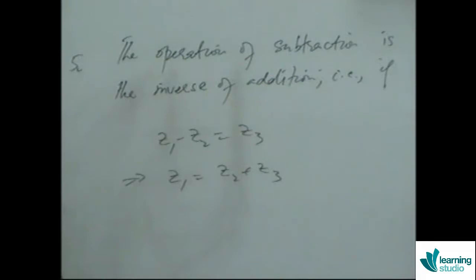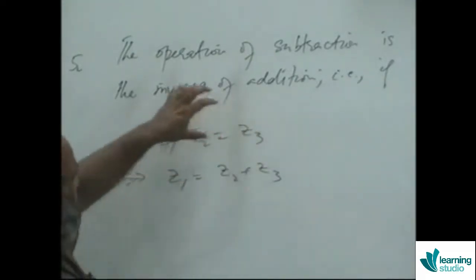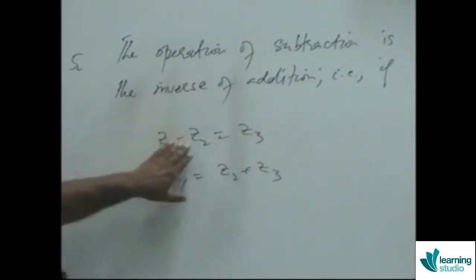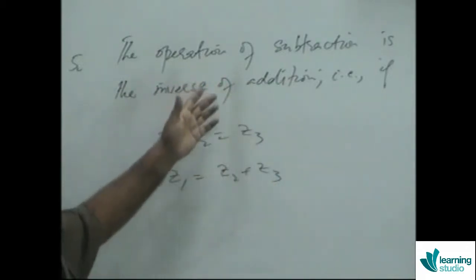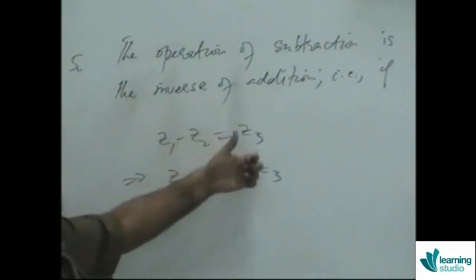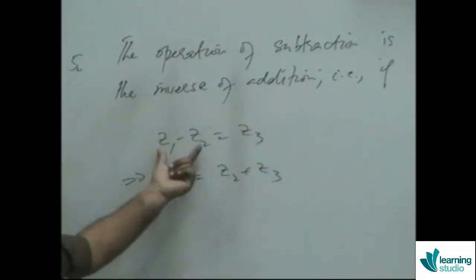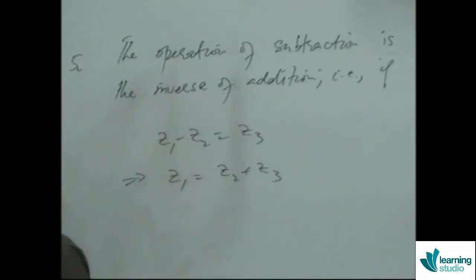Okay, means if we add Z2 on this side and Z2 on this side, we can see that on the left hand side minus Z2 and plus Z2 becomes 0 by the definition, and this is Z1 is equal to Z2 plus Z3. So subtraction is nothing, it's just inverse of the addition.